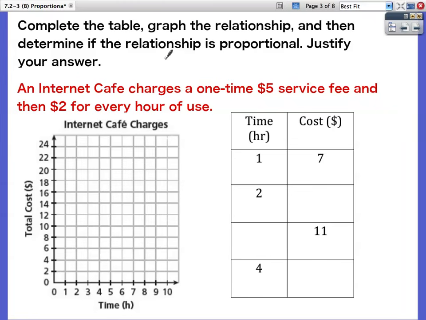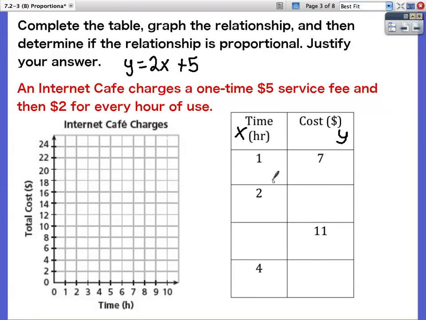Okay, so if we think about it, the rule would be y would have to be my output here, my total cost. X would be my input, the time in hours. It says my total cost then must be equal to $2 every hour, so 2 times the hours of X, and then plus a one-time $5 service fee.